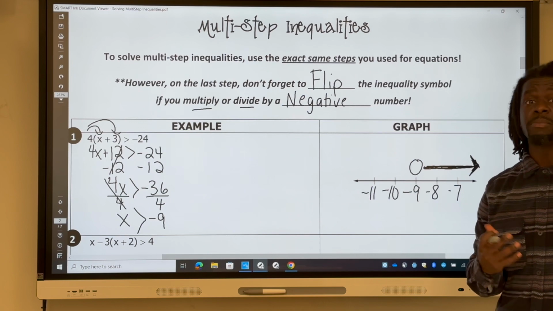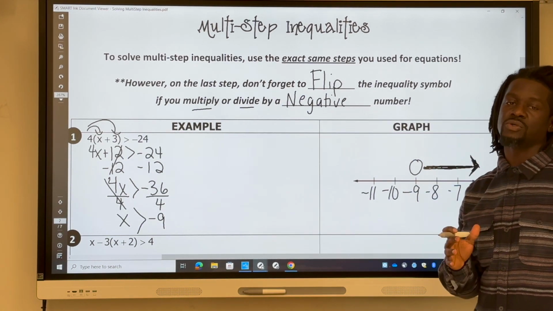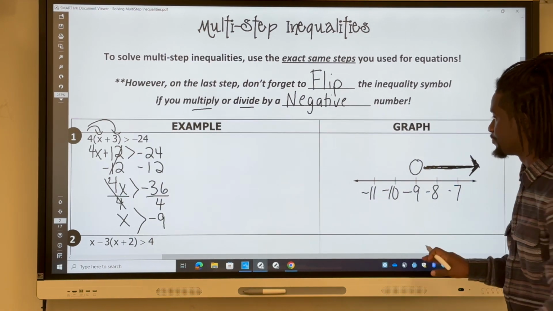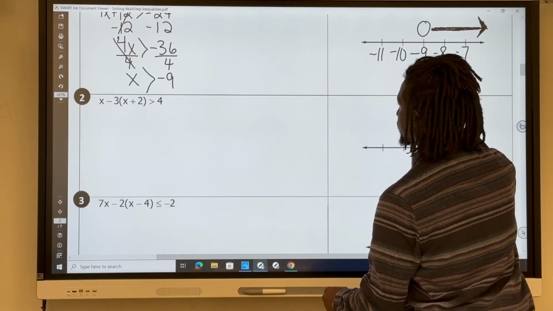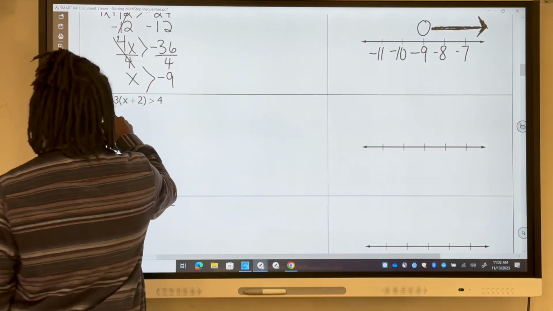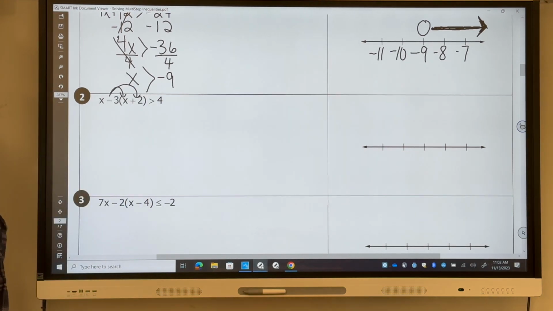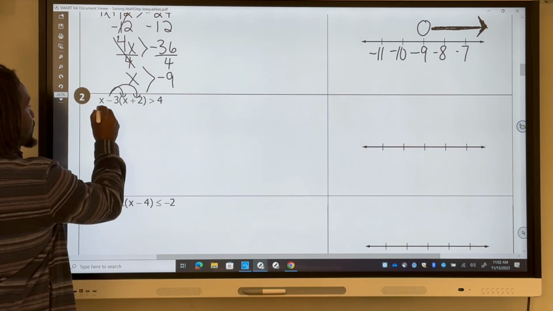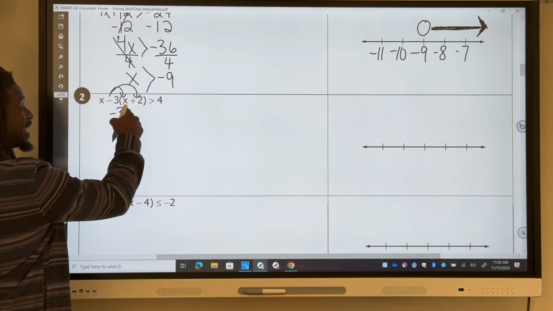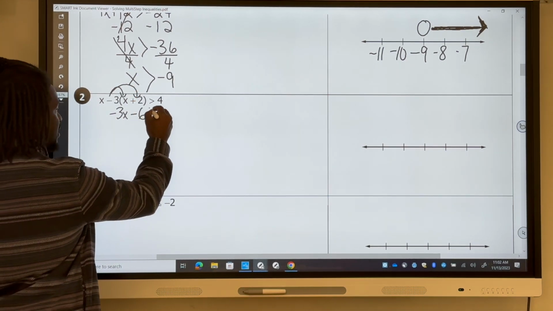So that is problem number 1. I want you to pause the video, and I want you to attempt to answer question number 2. All right, here we go. Question number 2. I'm going to distribute that negative 3. So we got negative 3 times x, which is negative 3x. Negative 3 times positive 2 is going to give me a negative 6. Then I'm just going to bring everything down.